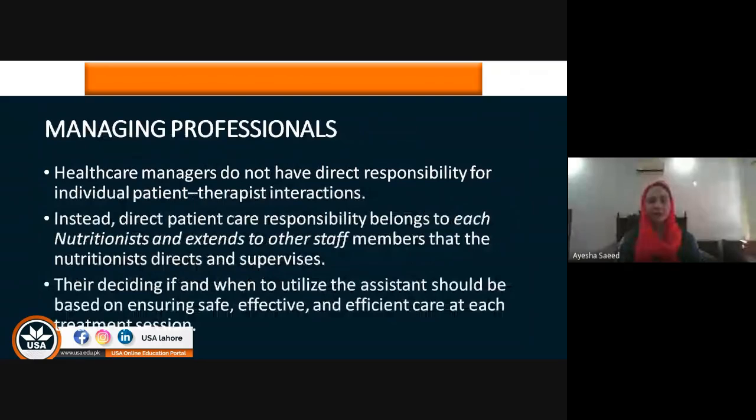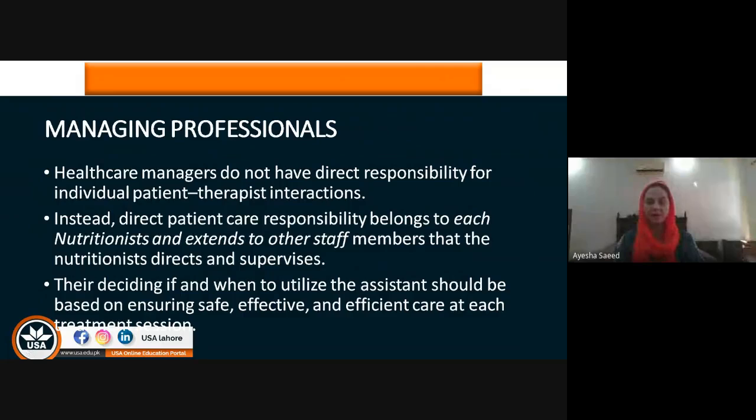Why do we need to manage the professionals? Healthcare managers do not have direct responsibility for individual patient or therapist interaction. They do not interfere in the interactions in the treatment being offered by the therapist or the nutritionist. Instead, direct patient care responsibility belongs to each nutritionist and extends to other staff members that the nutritionist directs and supervises. Nutritionist directs the assistant nutritionist, nutritionist directs the cook to provide the modified diet plans.